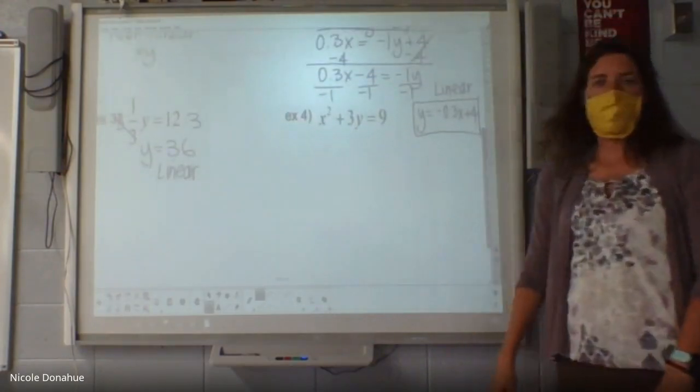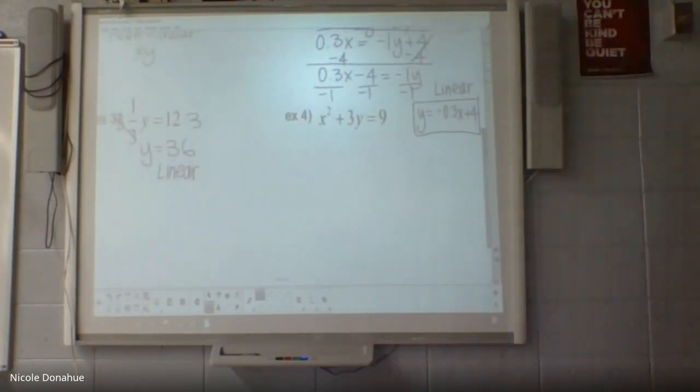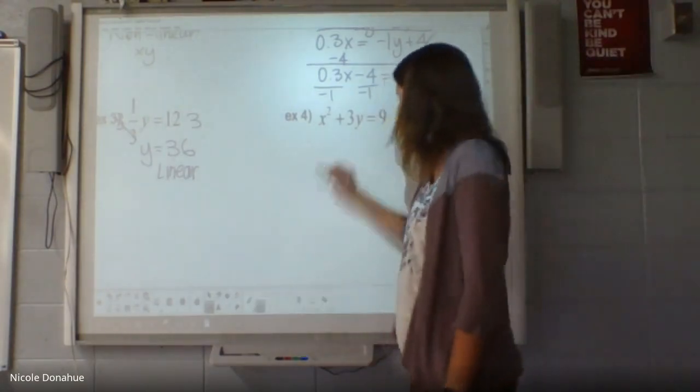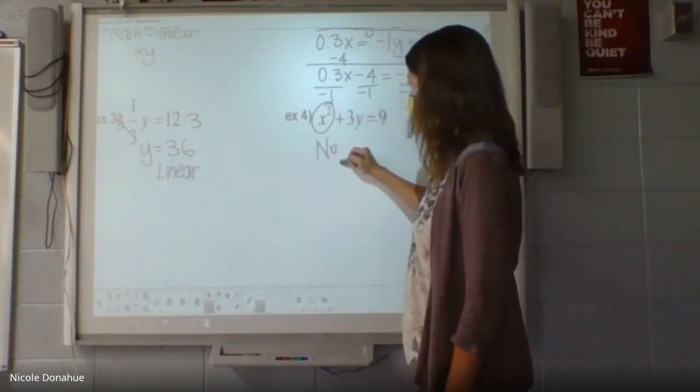And then finally, the last one, what's wrong with it? Hopefully you realize it right away. The x squared. We can't have that x squared. So nonlinear.